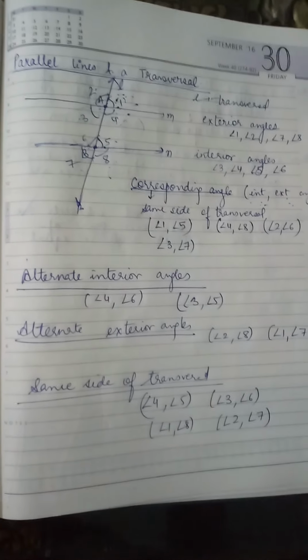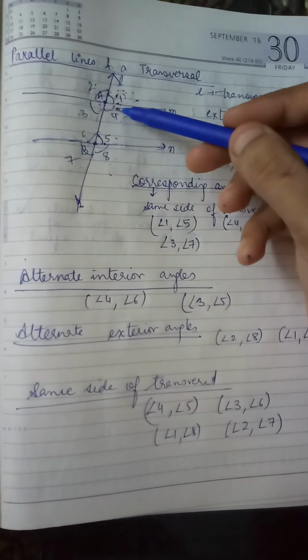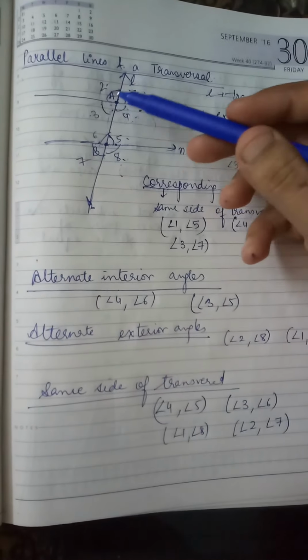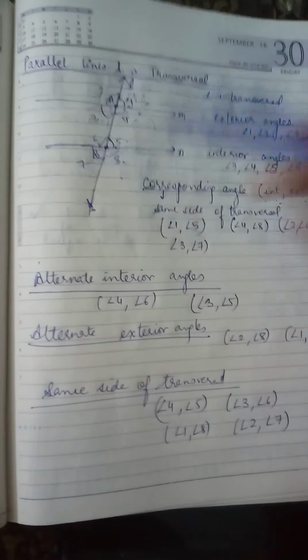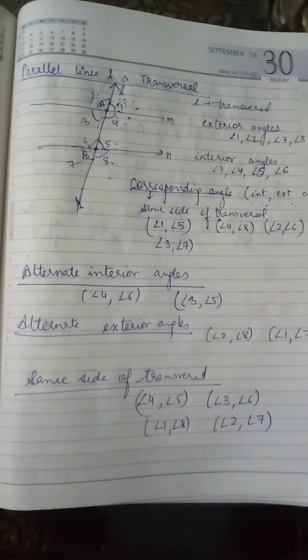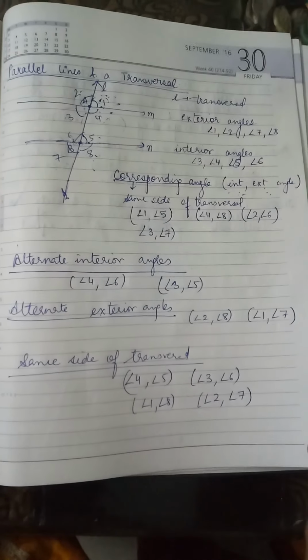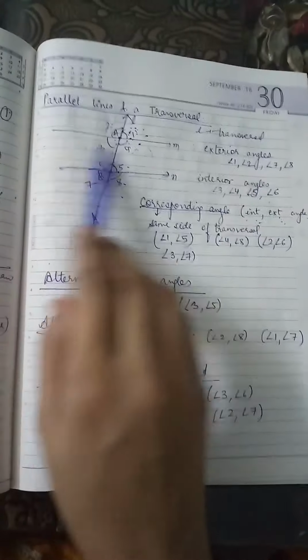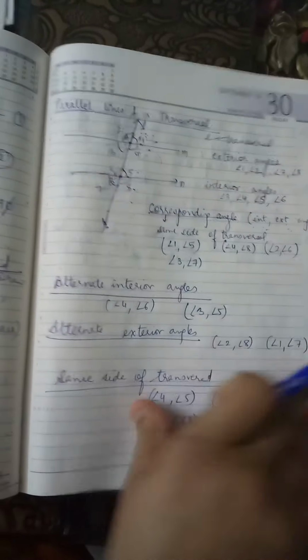These are the angles on the same side of the transversal. 4 and 5 form a pair, 1 and 8 form a pair, 3 and 6 form a pair, and 2 and 7 form a pair on the same side of the transversal. So these are some angles which are involved with lines and a transversal.